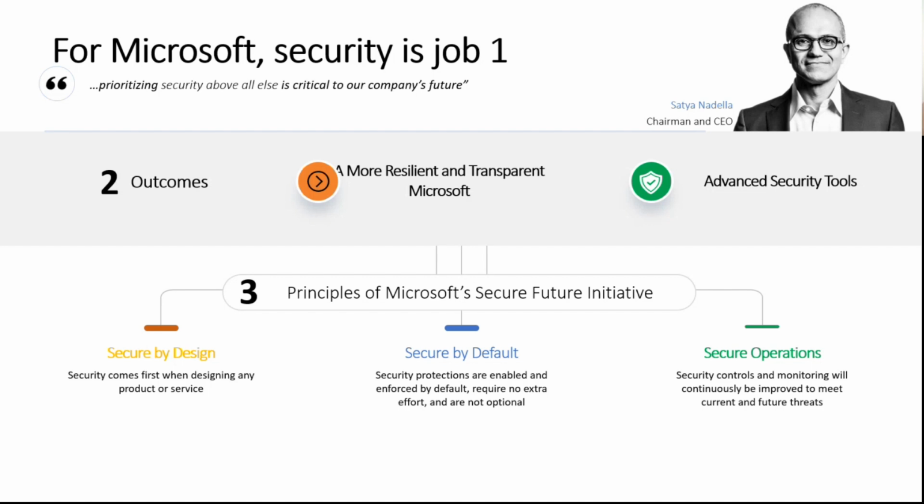But this is all part of the three pillars of Microsoft's Secure Future Initiative, which are secure by design, where security will come first when designing any product or service. Then we are going to have security by default, which are the security protections enabled and enforced by default without extra effort, and they will not be optional as well. And also secure operations, where security controls and monitoring will continuously be improved to meet current and future threats.